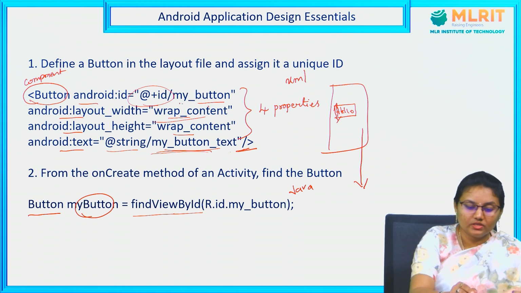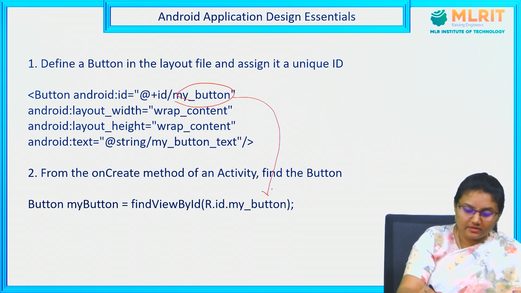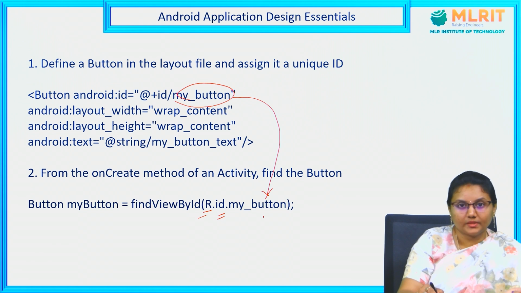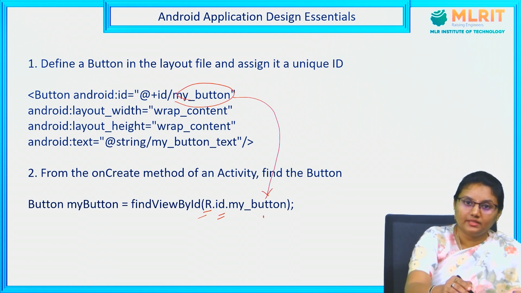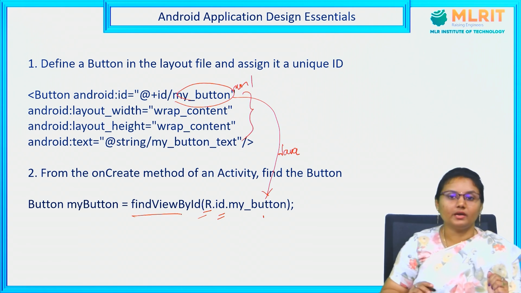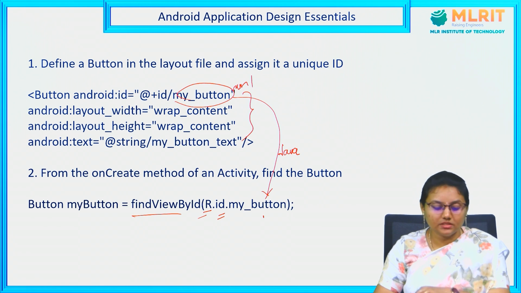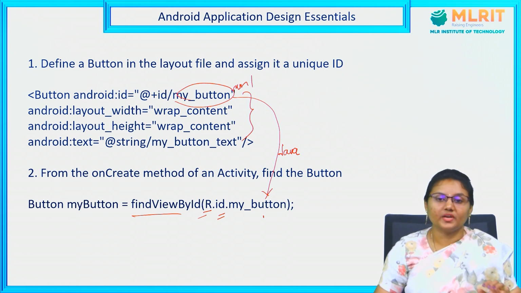Suppose here the ID, what is the ID? myButton. This ID, myButton, is extracted by your findViewById method using R.id.myButton. What is myButton? The name of your ID that you have given in the XML. So this is your XML code with four properties. This you can access in your Java using the findViewById method. So the elements or components of your XML can be extracted to your Java by using this findViewById method.